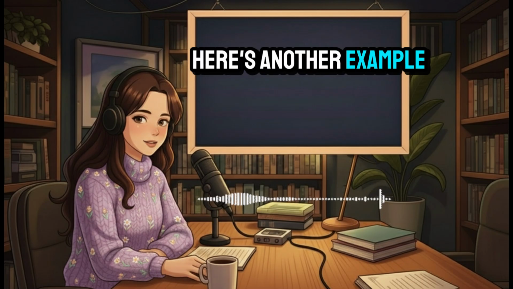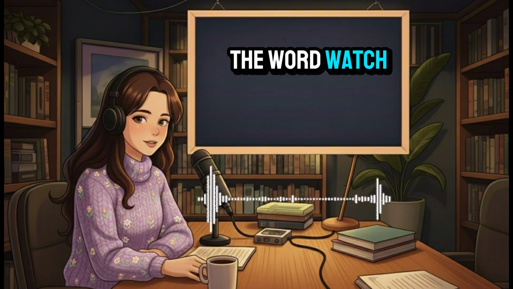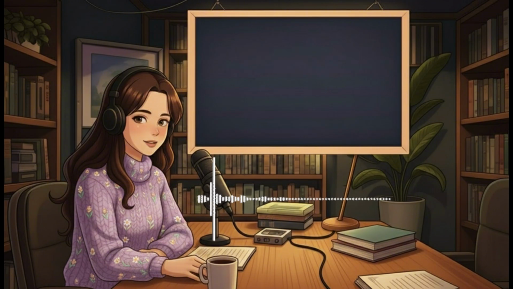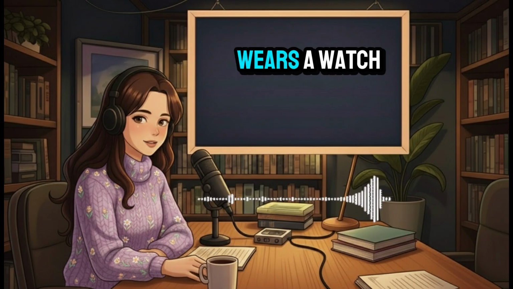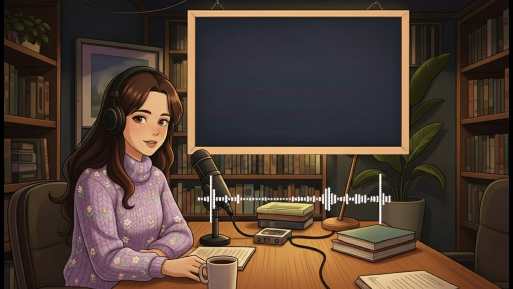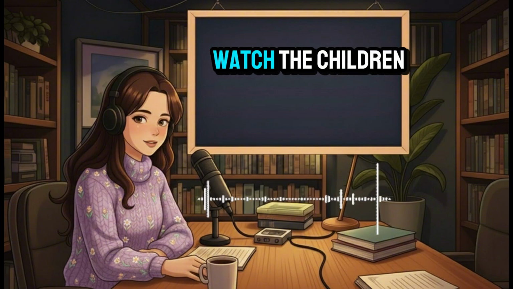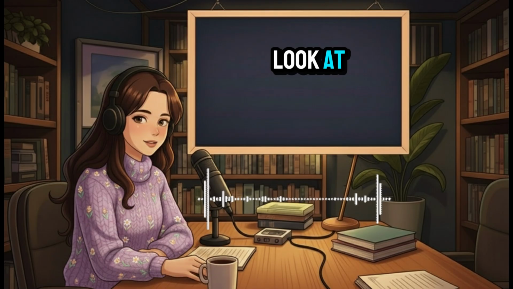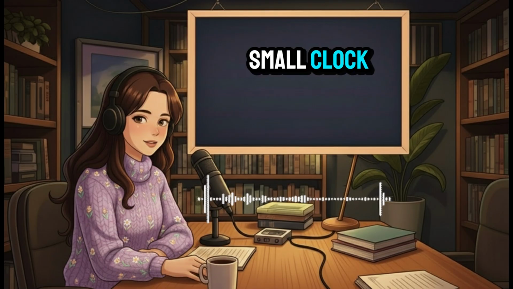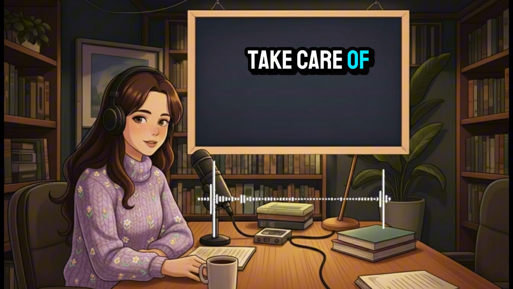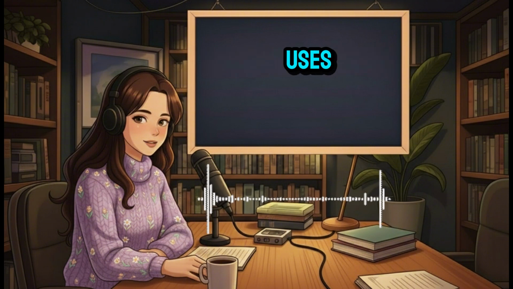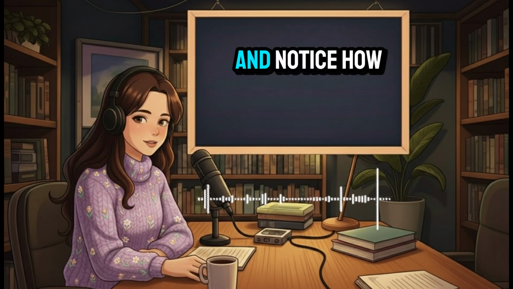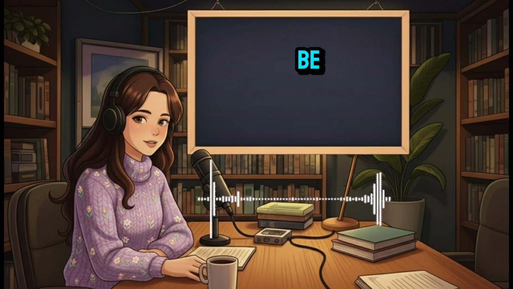Here's another example, the word watch. Sentence 1, he likes to watch movies. Sentence 2, she wears a watch on her wrist. Sentence 3, please watch the children while I cook. First, it means look at. Second, it's a small clock. Third, it means take care of. Same word, different uses. Repeat each one after me slowly, and notice how flexible words can be.